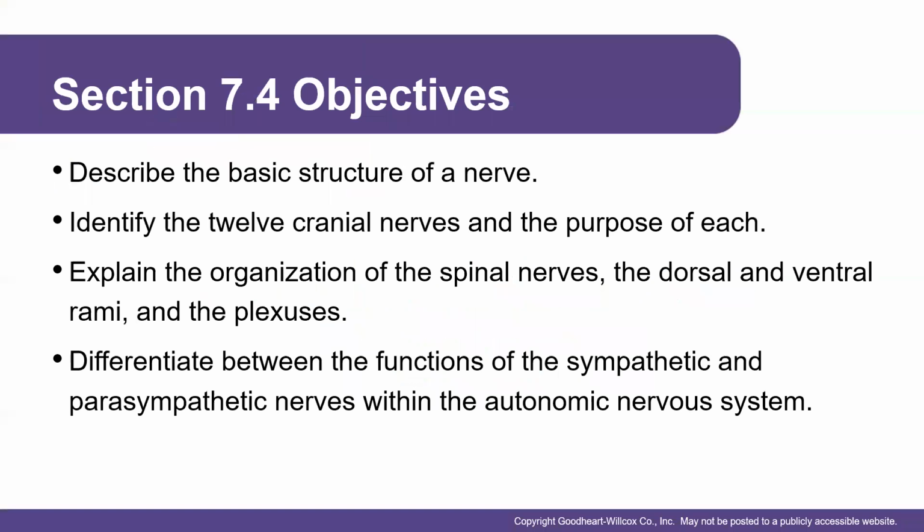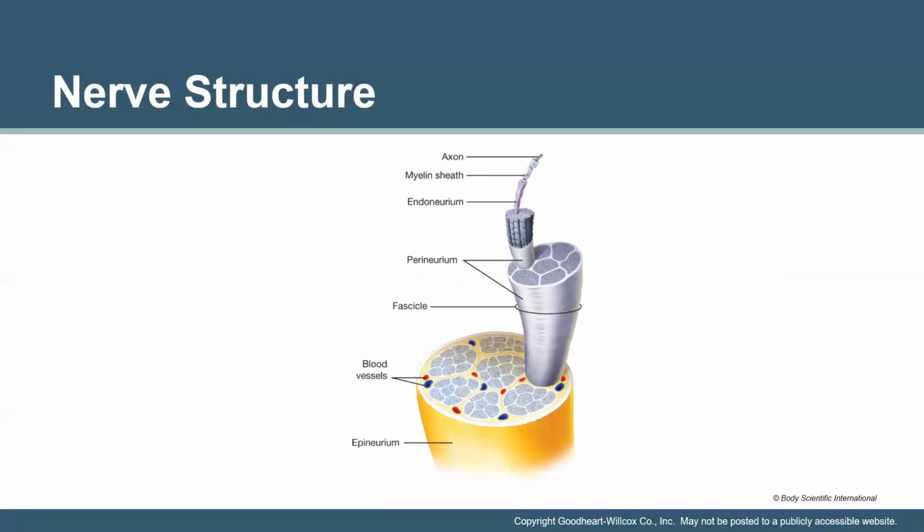Okay, as we go into the peripheral nervous system, we have to talk about what a nerve actually is. A nerve is not an axon. An axon is part of a neuron. So really a nerve is a collection of axon fibers. So this picture is great. You can also see it on page 225.